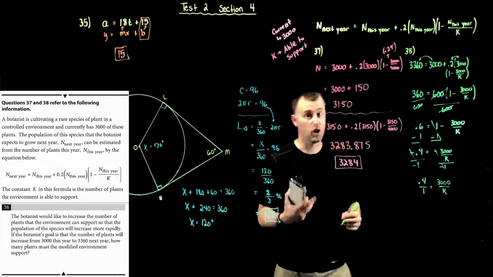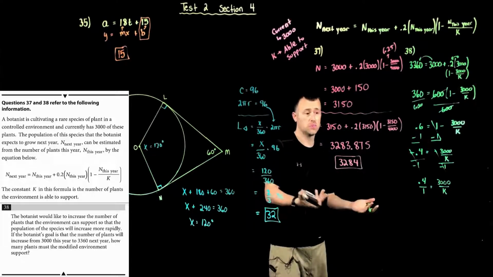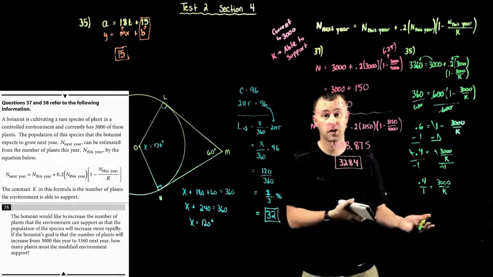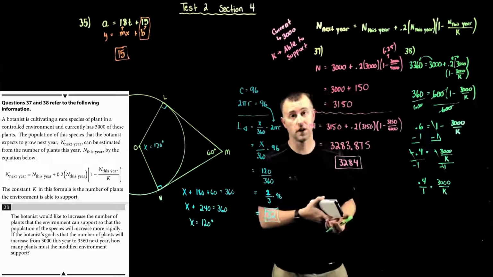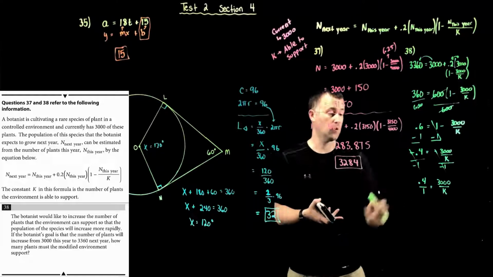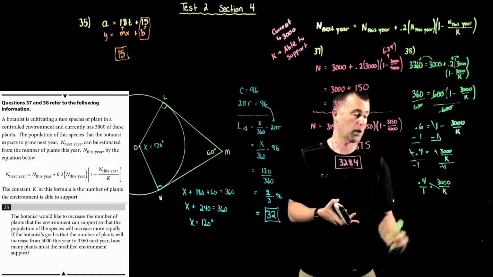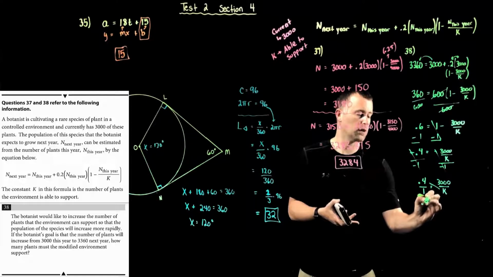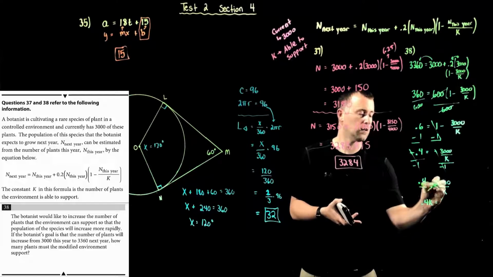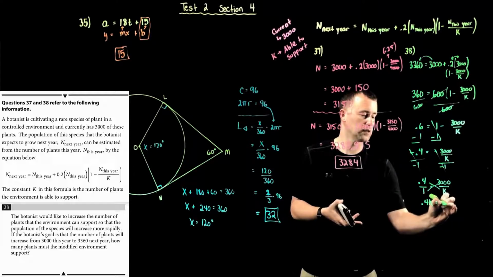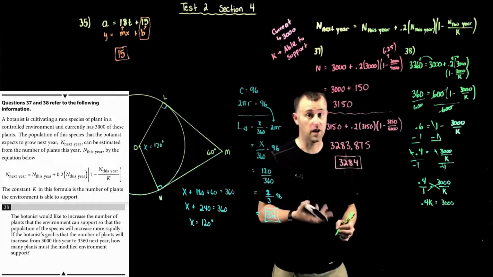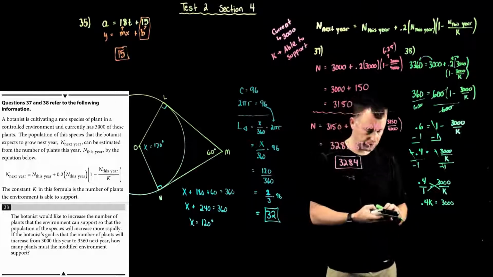If you don't realize why I put it over 1, it's because this is a proportion now. And the reason why I'm solving it as a proportion, I have a variable in the denominator. So I'm going to make this over 1, and I'm going to do cross product property. So that's 0.4 times K equals 1 times 3,000. And then we're just going to divide both sides by 0.4.